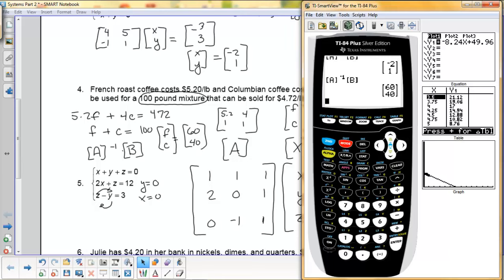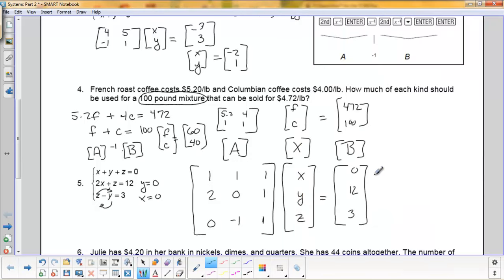Quit out of here. Now I can't just do this because now I've used new variables, so I've got to go back again, retrieve matrix C, inverse, and multiply it by matrix D. And that's going to give me my solution of 7, -5, and -2. And so the solution looks like this: X, Y, Z equals 7, -5, -2.